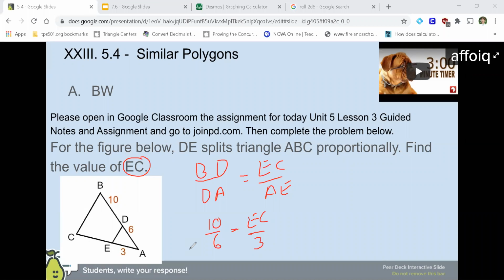What do I do next? Cross multiply. That'll get me 6 times EC is equal to 10 times 3, which is 30. Last step to get EC by itself is to get rid of the 6. So instead of multiplying by 6, divide. EC is 5.